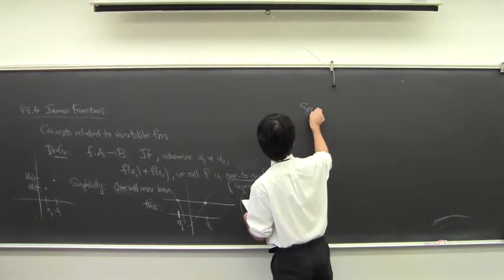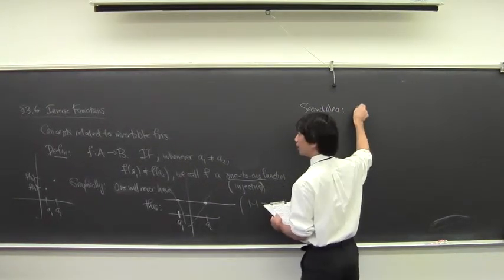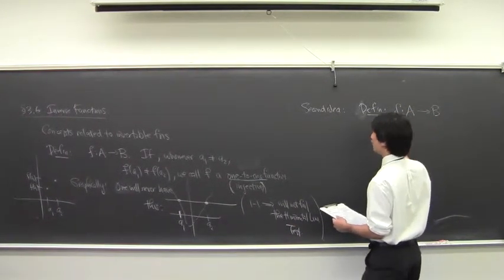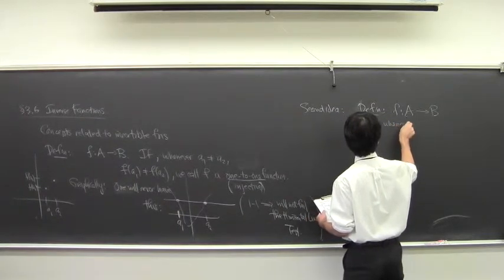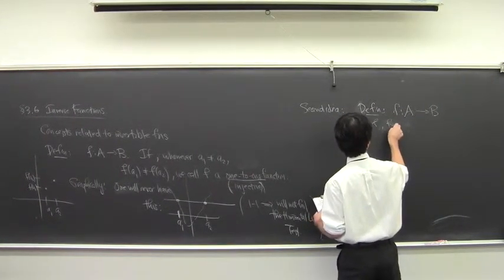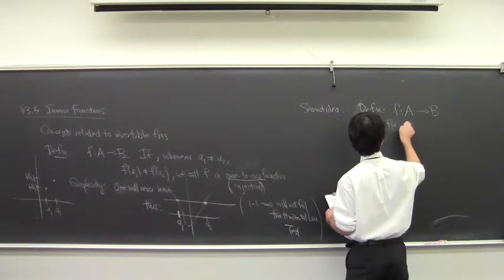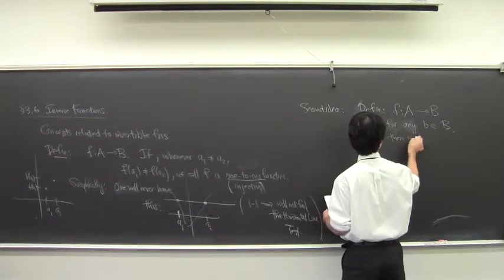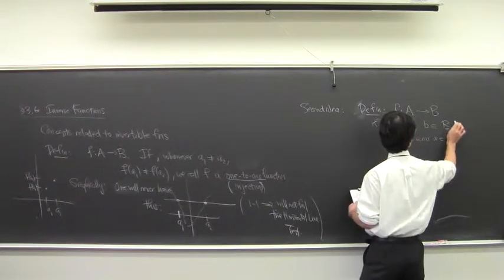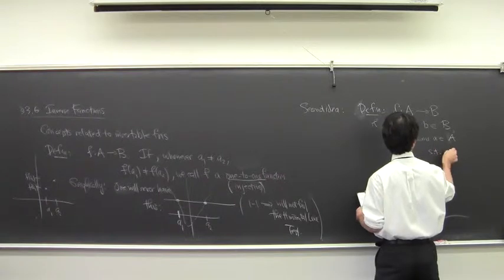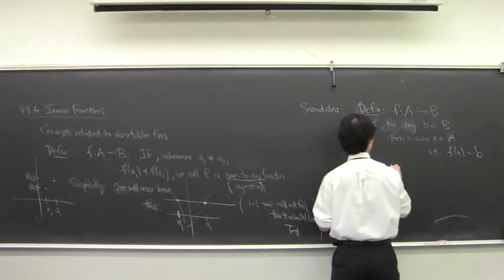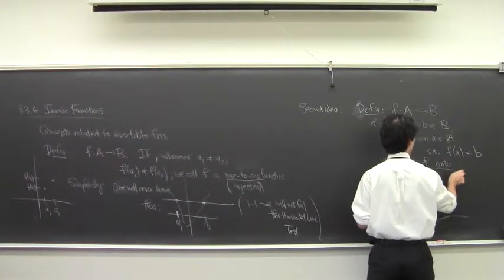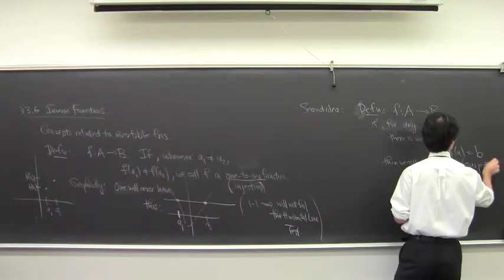Okay, so second idea. Definition: f, again going from A to B. If for any B in your set, there is some A such that f of A equals B, then we call f onto, and the other term for this is surjective.